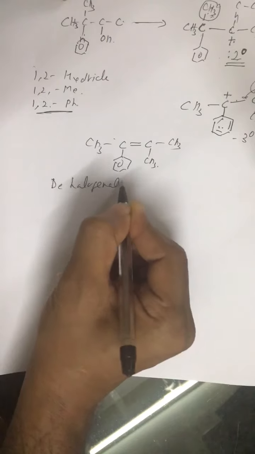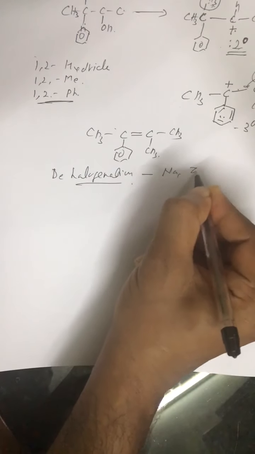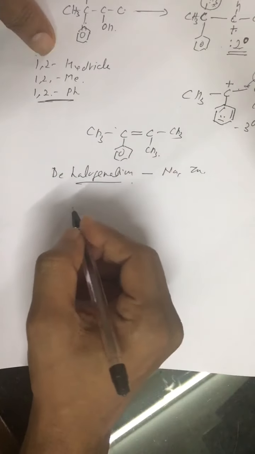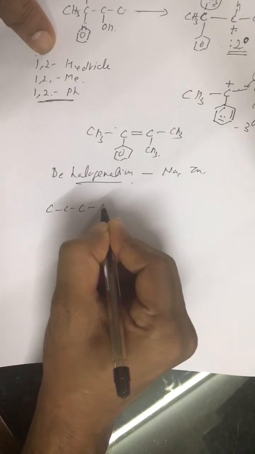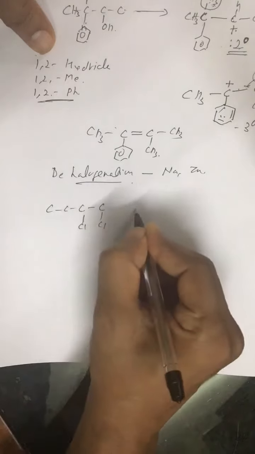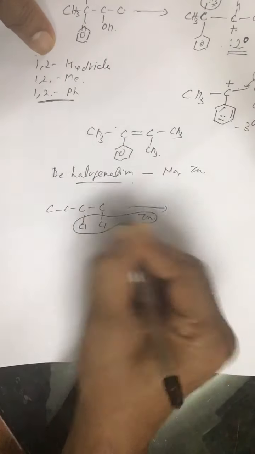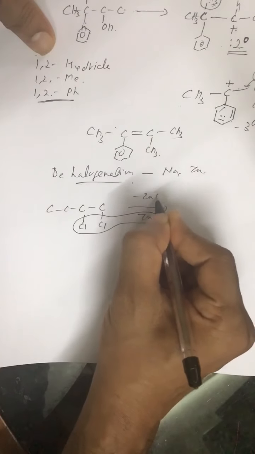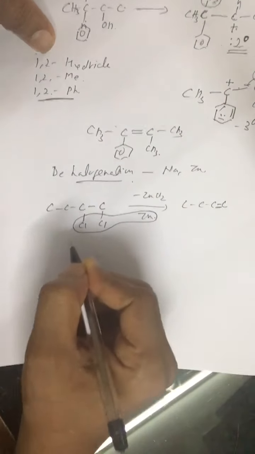dehalogenation. The reagent used is either sodium metal or zinc metal, etc. So you can write simply like this also: if we have 1,2-dichlorobutane, and it is treated with zinc, if you do not want to see the mechanism, you can simply say removal of ZnCl2, and the product obtained is butene.